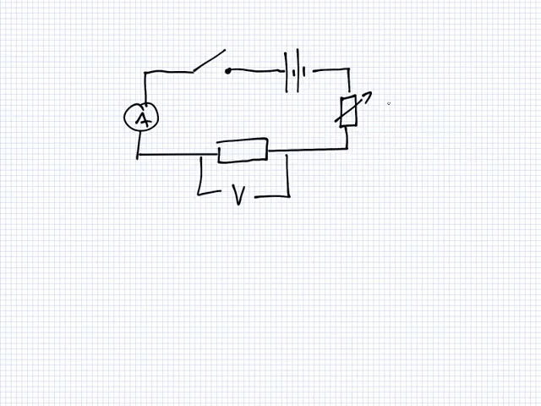If this is set to 0 ohms, and we'll call this voltage here E, volts, then the voltmeter should read E. And the reason for that is all of the voltage from the power supply is being used in this one resistor. The total is equal to just the one voltage.